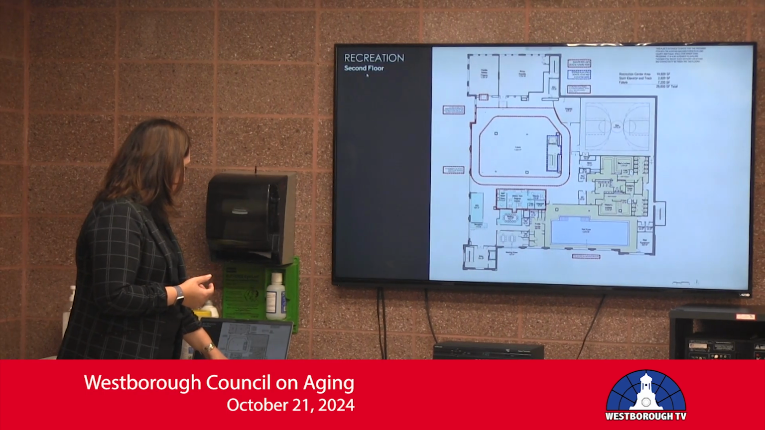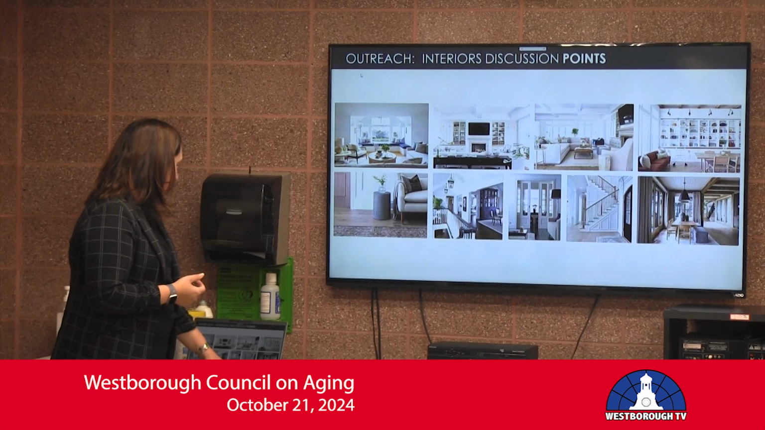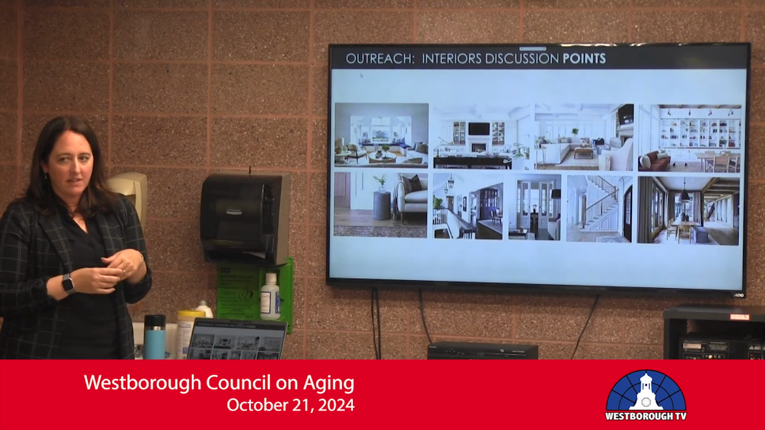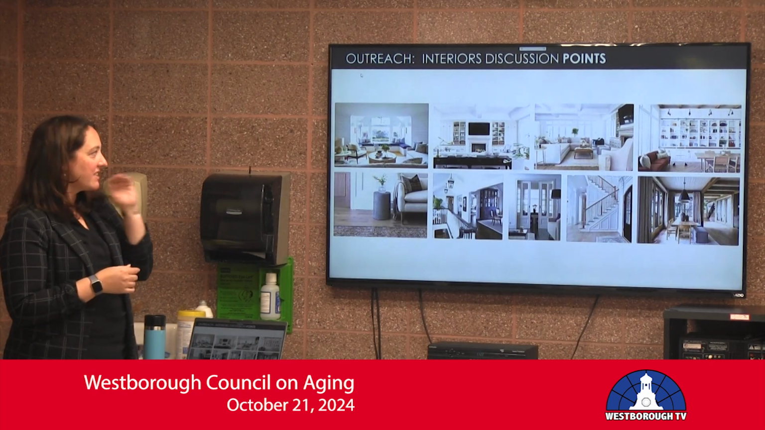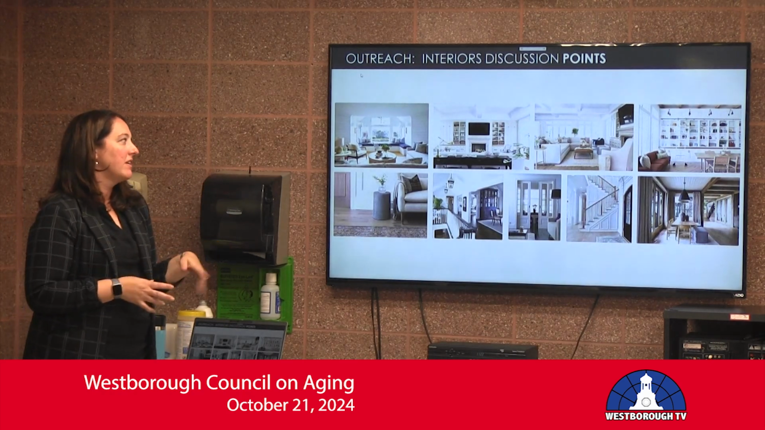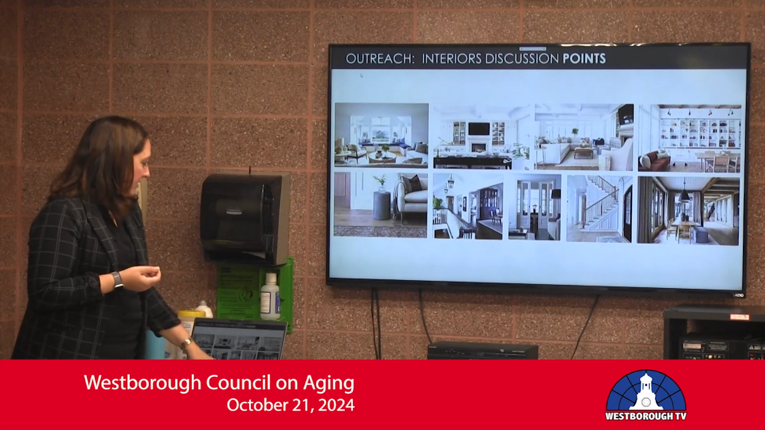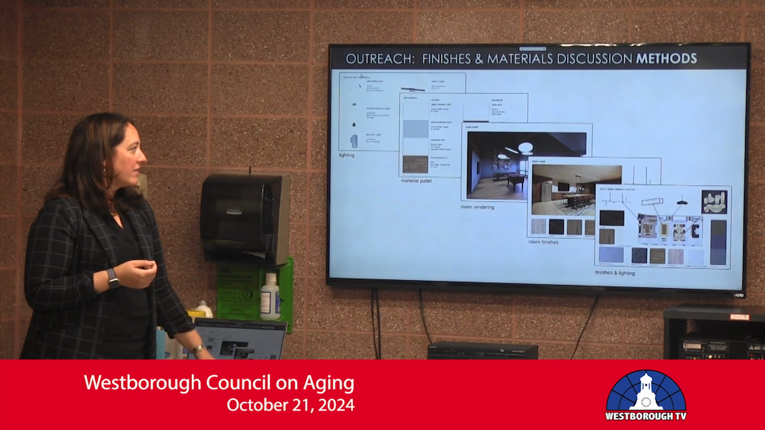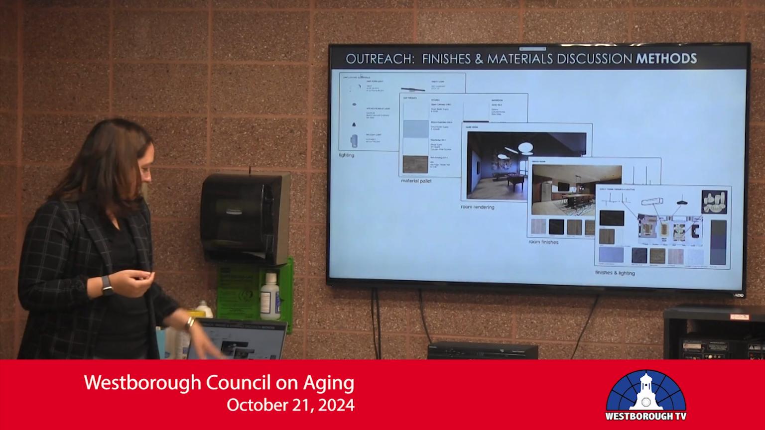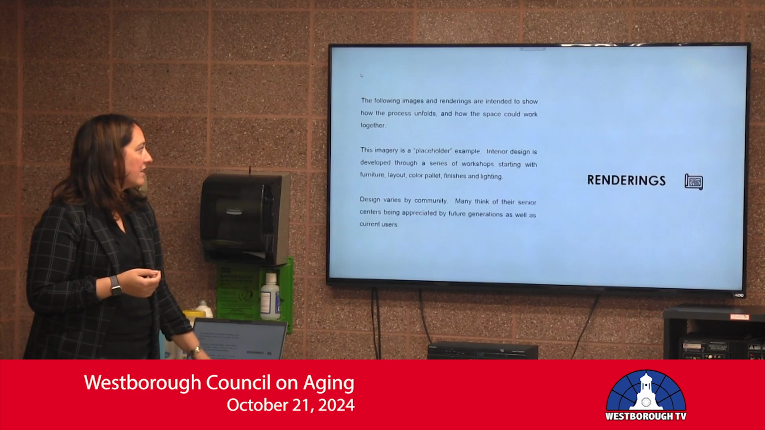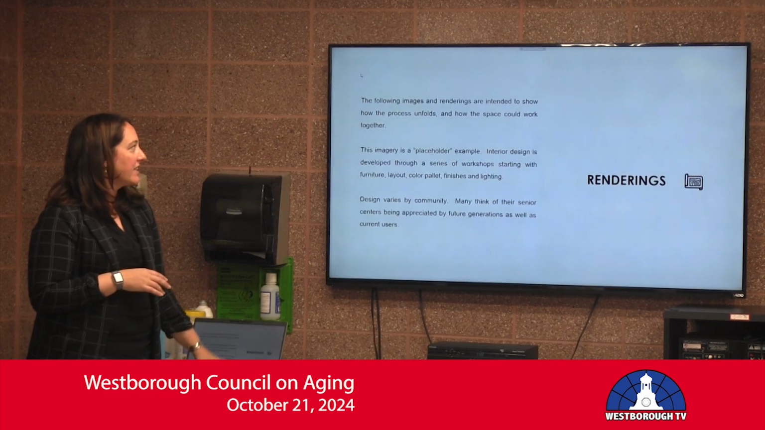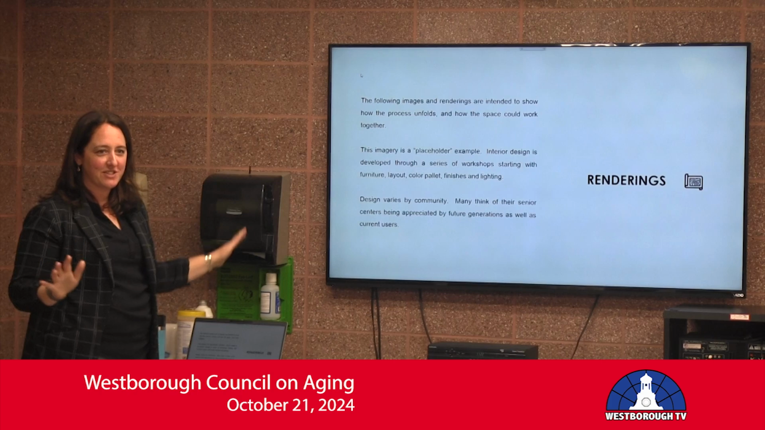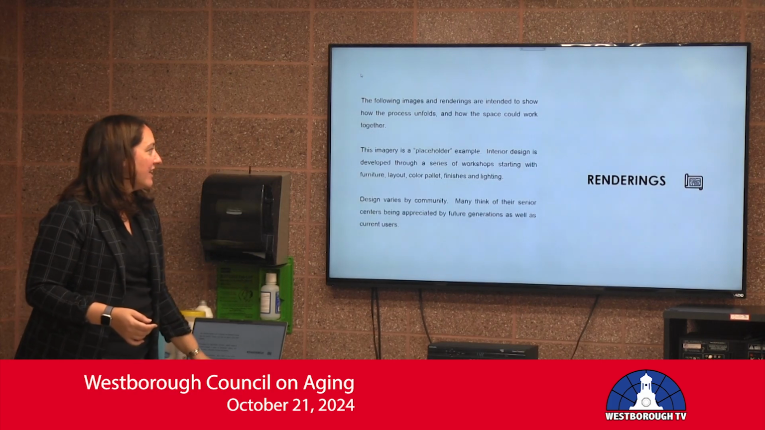So let's skip through. These are some of the things that might be discussed when we're talking about phase one, because we need to talk about finishes and what we want the feel of the senior center to be. Colors and different materials that we want to use. These are renderings. This is just a disclaimer that no one chose anything, no one made any decisions. This is just so you can sort of see what it might look like.